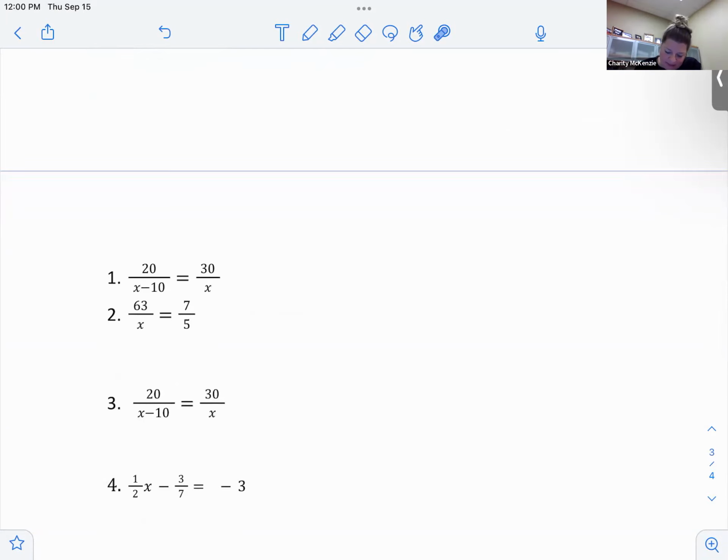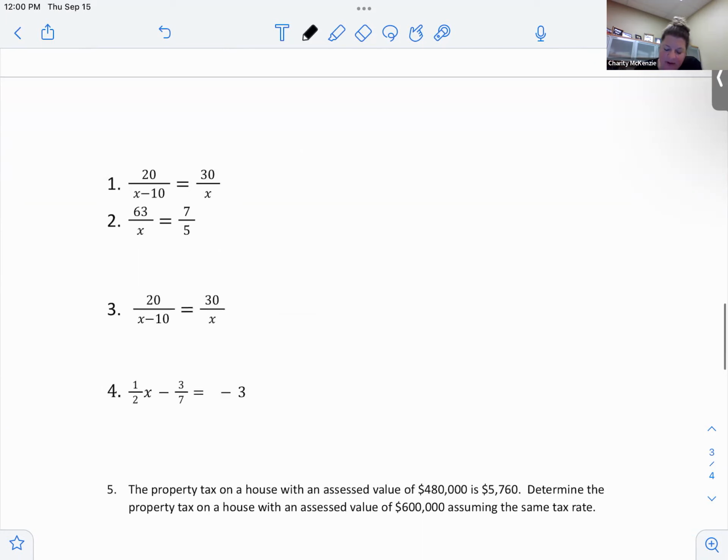Okay, let's look at a problem. Of course, I didn't do an easy one. Let's do problem 2 first. So we have a fraction equal to a fraction on problem 2. So 7 times x this way, right? We like to write that as 7x. We don't really like x7. It's just weird looking. Equals, what is 63 times 5?